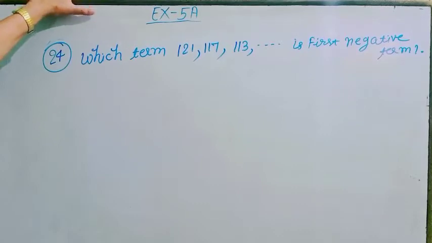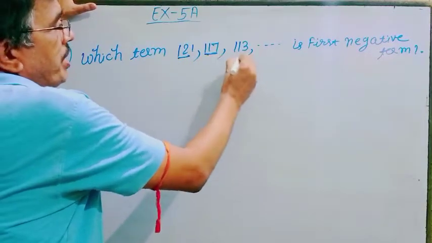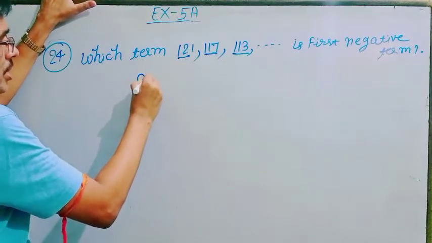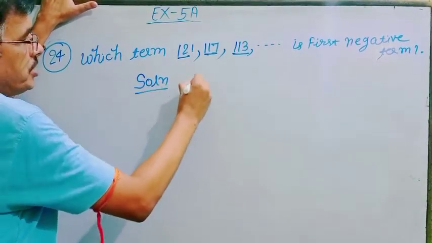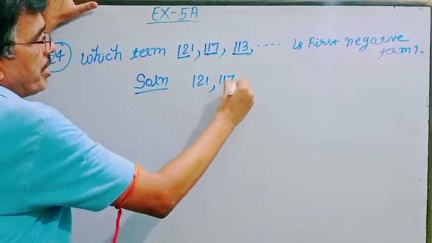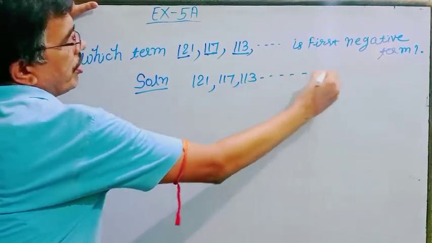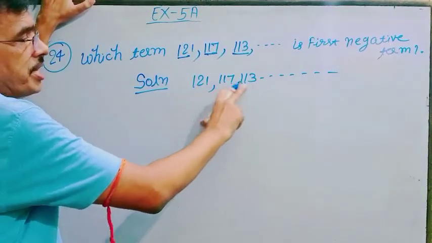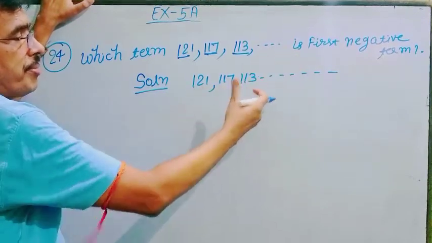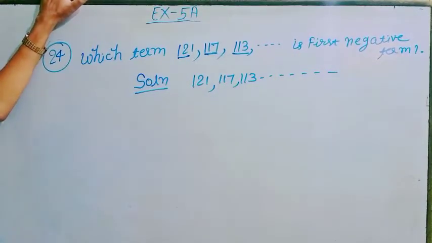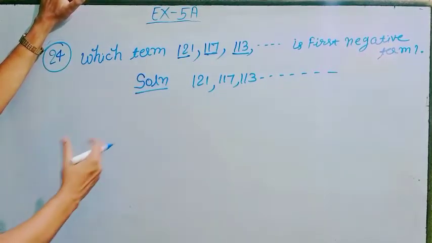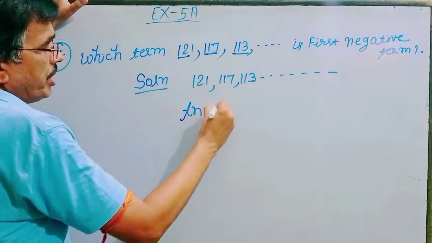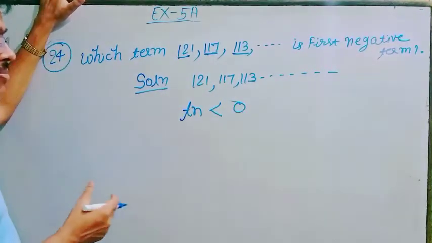Now, which term of 121, 117, 113 is the first negative term? So dear students, first write the solution: the AP is 121, 117, 113. Your question is what is the first negative term? Because these numbers are in descending form, it is clear that after some terms it will become negative. So your question is which term is the first negative one. So you write Tn is less than 0, because negative means less than 0.